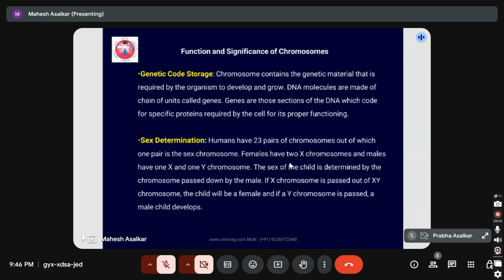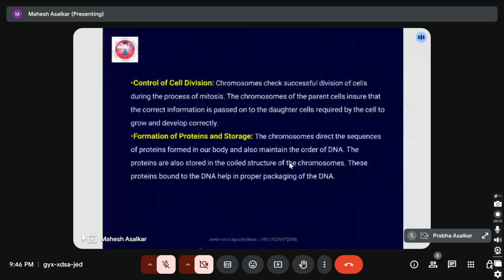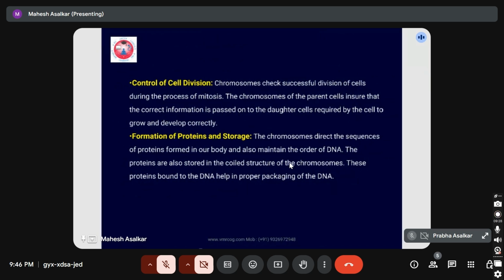What are the functions and significance of chromosomes? First is genetic code storage. Second is sex determination. We know that when two X chromosomes are present, the female sex will be formed, and if there is a Y chromosome, XY, then the male sex will be formed. Then control of cell division and formation and storage of proteins. These are the functions of chromosomes.